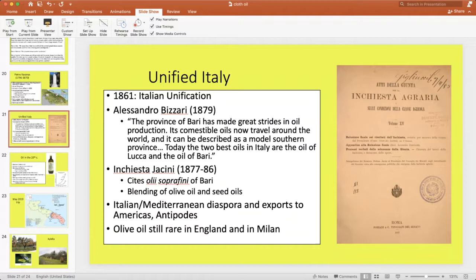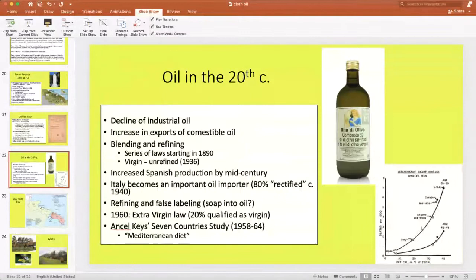Olive oil hasn't achieved that status of EVO today, where everyone thinks it's the greatest fat and the most prestigious of fats. That will only happen in that modern period after 1960. So I'll make a few comments about the 20th century and then I'll stop talking because I've been talking too much. I've already referred to this idea of the decline of industrial oil and increased exports of comestible oil. And there are two things that occur beginning in the late 19th century and are the major points of concern in the 20th century. One is the blending of oils that I mentioned before.